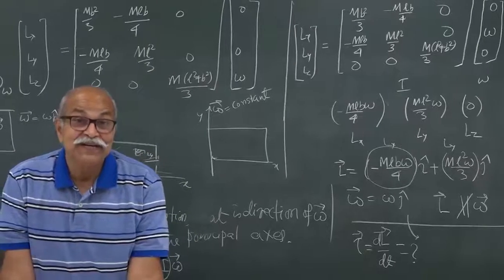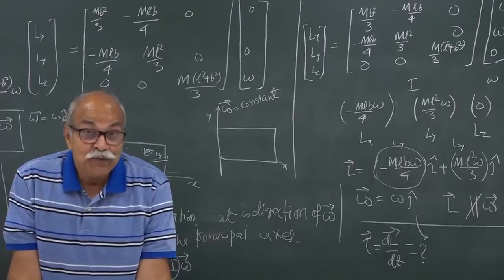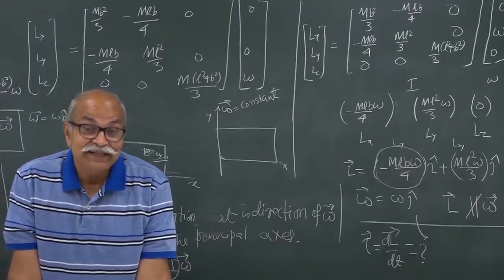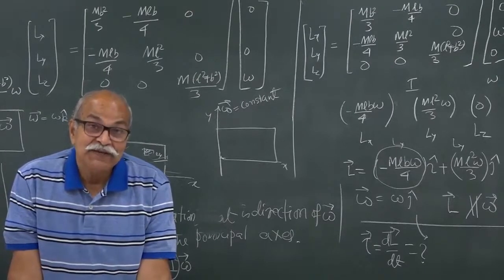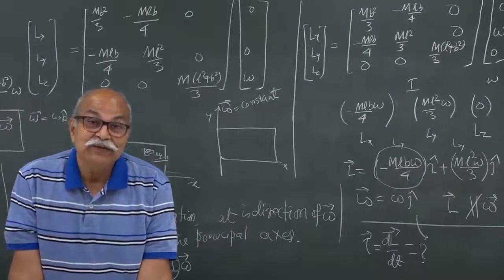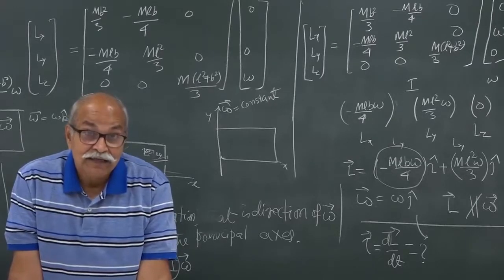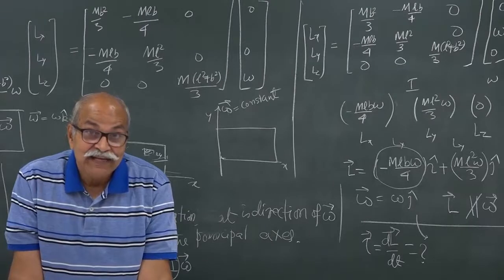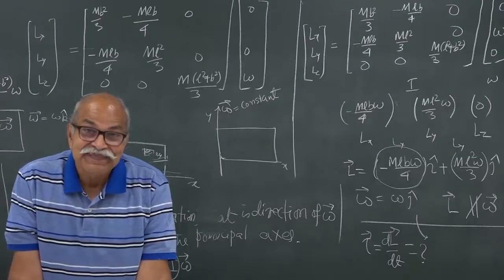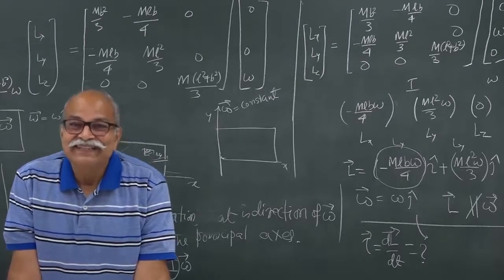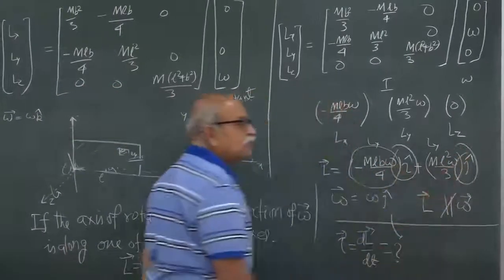So, what is the conclusion? This L vector is constant, and so what can we derive? If L is constant, the torque is 0. For uniform angular velocity of the plate, you need not apply any torque, but this conclusion is wrong. Lx is constant, Ly is constant, Lz is constant, but the torque is still not 0. Why? Because this i cap, this j cap is not constant.